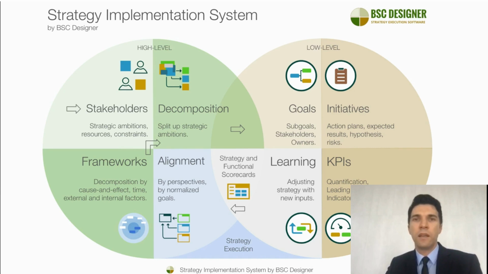As a result of decomposition, three entities emerge: goals, initiatives, and KPIs. You might know them by different names, but what's important is that they form the foundation of any strategy. Goals define what we want to achieve, and to retain the reasoning behind them, we align stakeholders with the goals. We break down goals into sub-goals and define initiatives, including specific action plans, hypotheses for validation, and risk mitigation plans. We quantify goals and initiatives to ensure clarity and shared understanding.